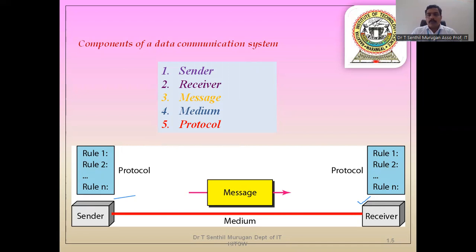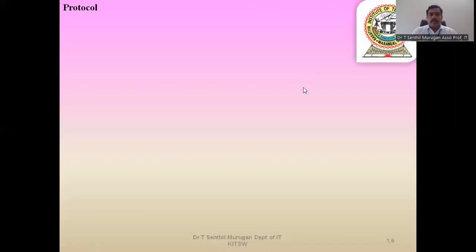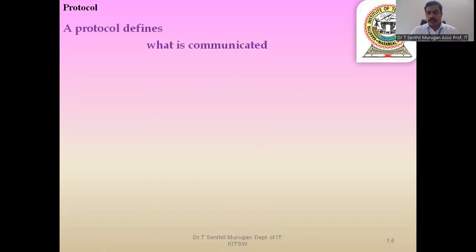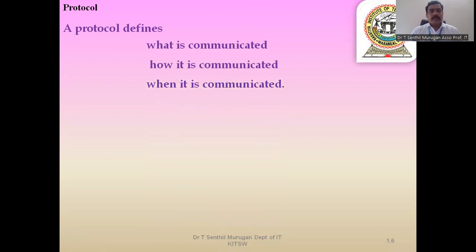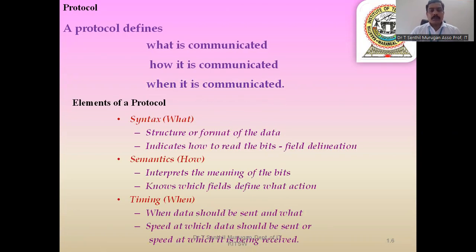Now we are going to discuss this protocol. Protocol means rules and regulations. Protocol defines what is communicated, how it is communicated, and when it is communicated. So what are the elements of a protocol? We already know what is communicated, what type of data we transmit: text data, multimedia data, or video data, whatever it may be, that will be converted into bits, zeros and ones, digital formats. That is defined by the syntax.